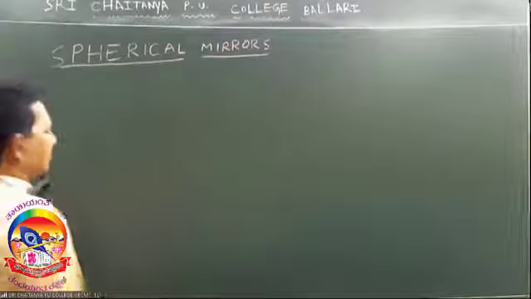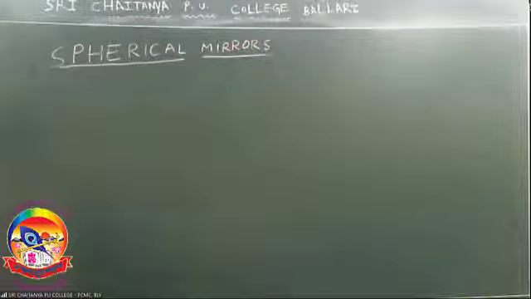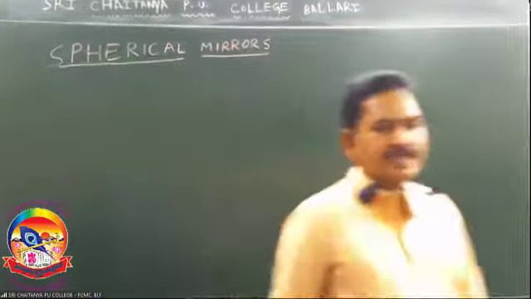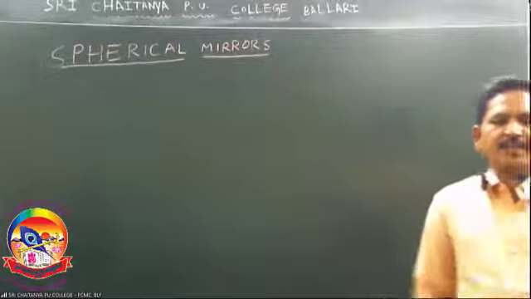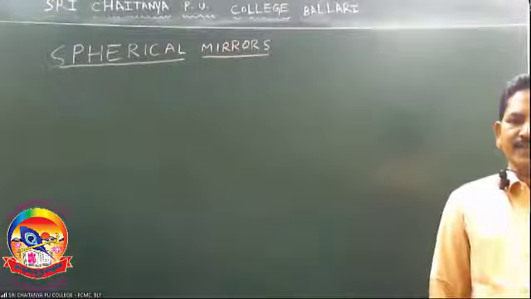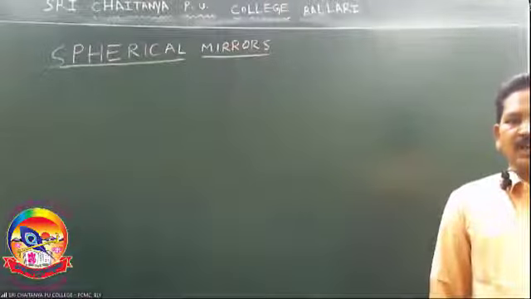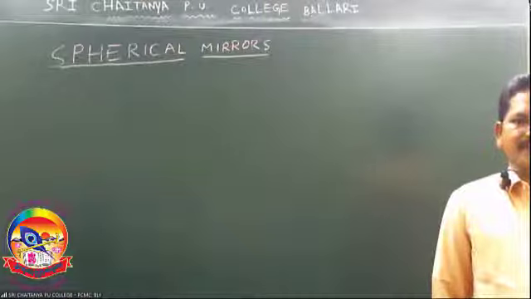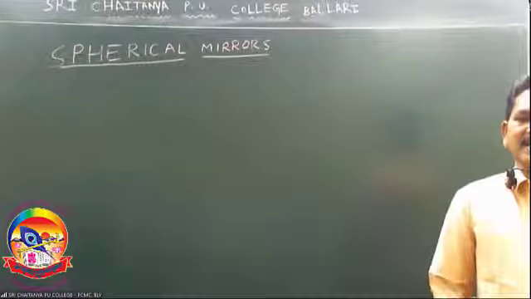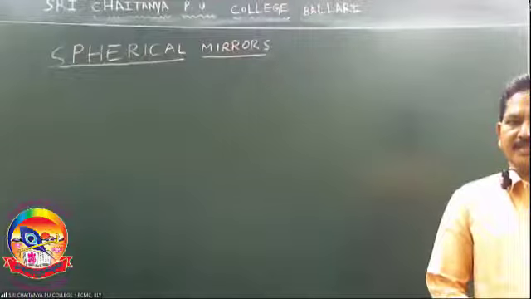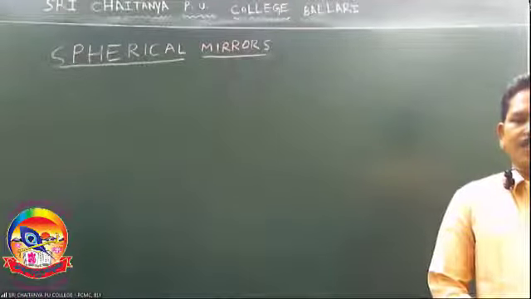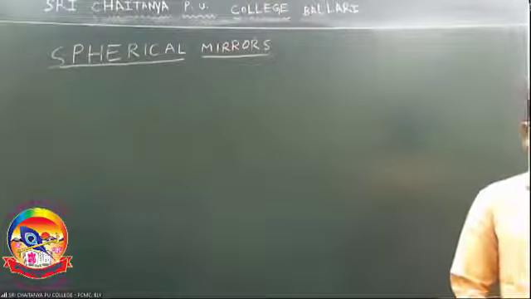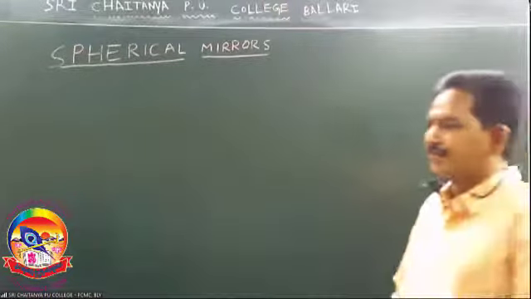How to define the spherical mirror? Mirror means what? It consists of two surfaces. One surface is a polished surface. The other surface is the reflecting surface. First of all, how to define a mirror? A mirror is an optical device consisting of two surfaces. One surface is the polished surface, and the other surface is the reflecting surface.